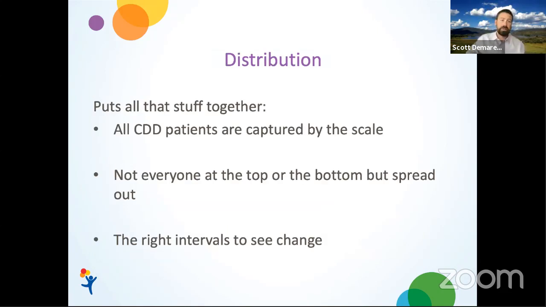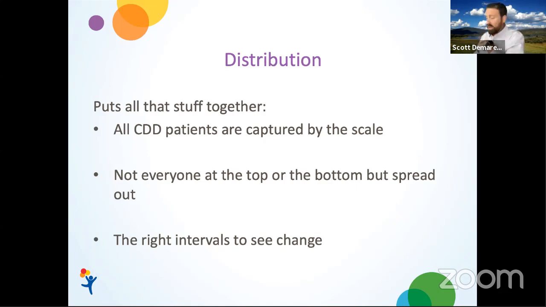So distribution puts all of these different elements together. Can we appropriately, accurately represent all patients with CDD on the same measure? Is it spread out across that measure? Is everybody at the top or everybody at the bottom? Does it have the right intervals to see changes that we could see realistically in a trial? Those are all things that we have to try to take into account when we're thinking about developing outcome measures.